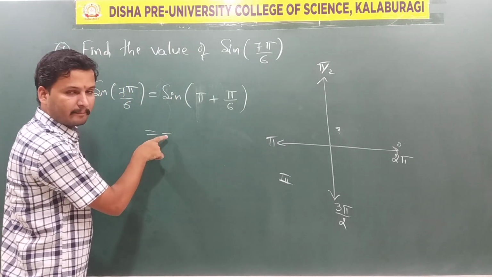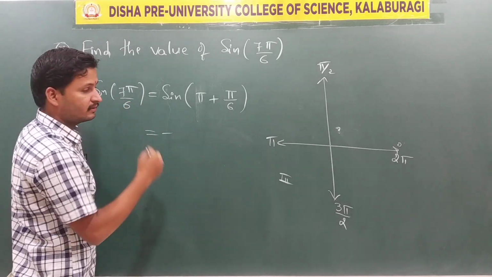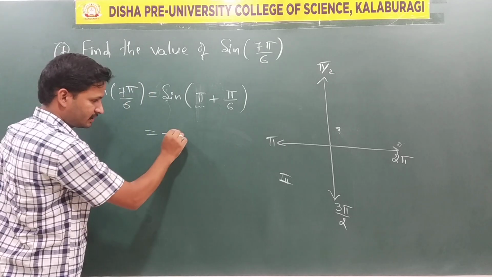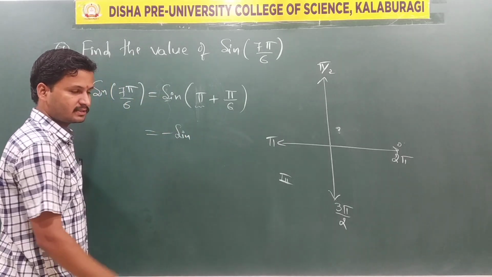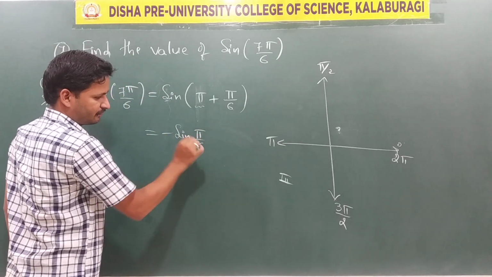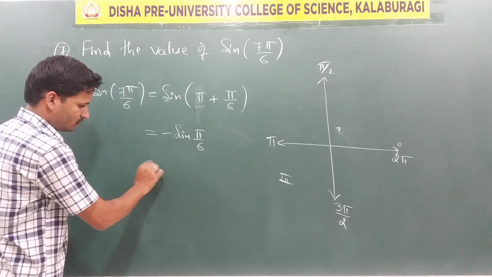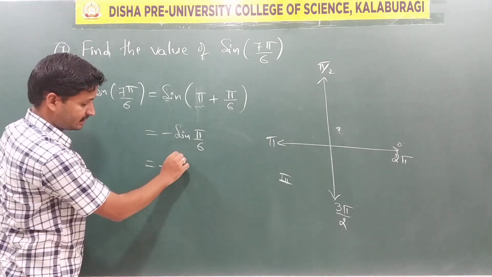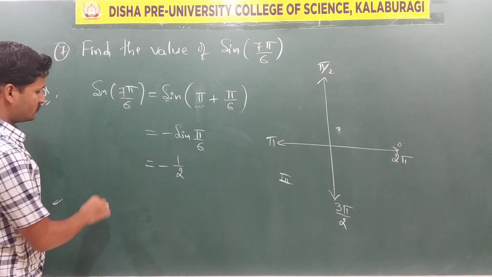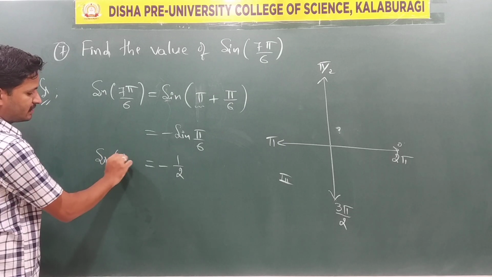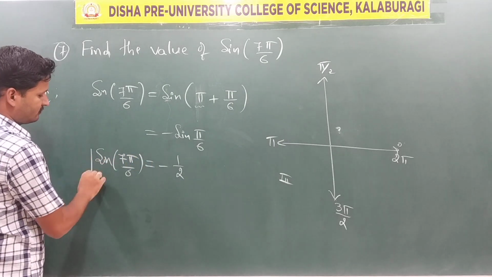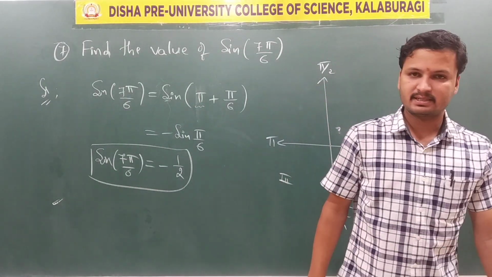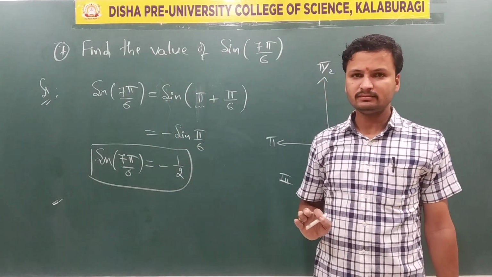So take here minus, and then since 180 degree is there, the ratio doesn't change. Keep the sine ratio as it is. The angle is pi by 6. So it equals minus sine pi by 6, which is nothing but sine 30 degree. Sine 30 degree is 1 divided by 2. So the sine of 7 pi by 6 equals minus 1 by 2. Okay, understand? So this is the way.